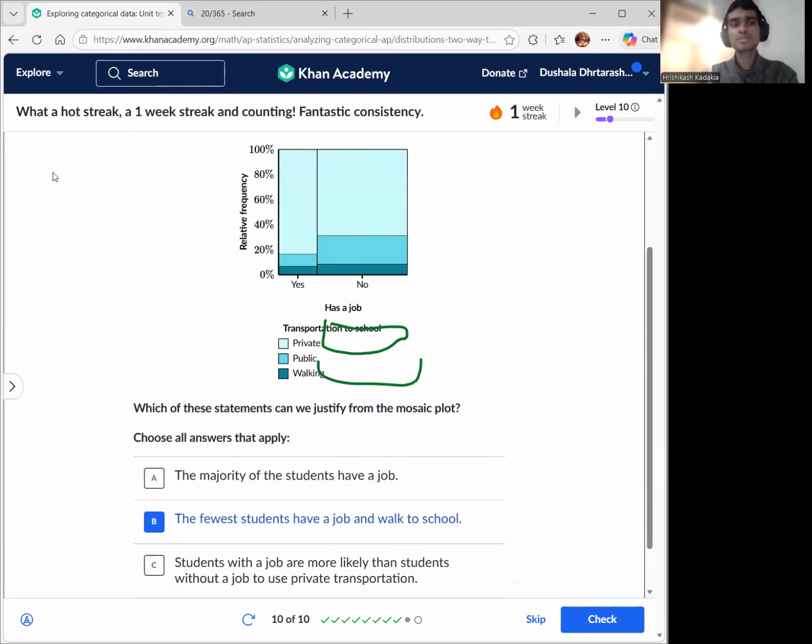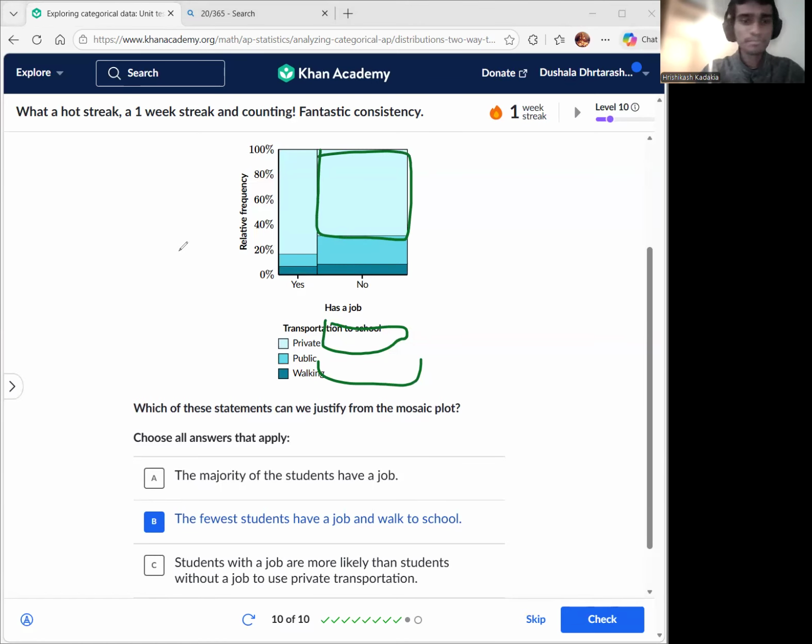In a mosaic plot, we generally want to focus on the box size. So the majority of the students in this case do not have a job, and they use private transportation. The minority, the smallest percentage, have a job and walk to school. Those are the two other conditions. That's what we can conclude from here. So now, students with a job are more likely than students without a job to use public transportation. That is definitely right.